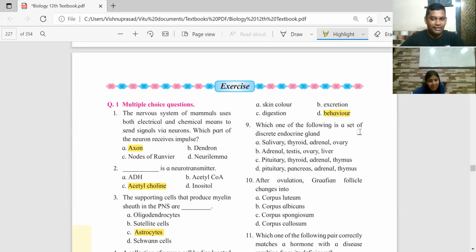Next. Which one of the following is a set of discrete endocrine glands? Salivary, thyroid. This is what? Endocrine gland. Discrete. Adrenal, testis, ovary, liver. Pituitary, thyroid, adrenal, thymus. Ek minute. Remember. Pituitary, thyroid, adrenal, thymus. Yes, I'm right.